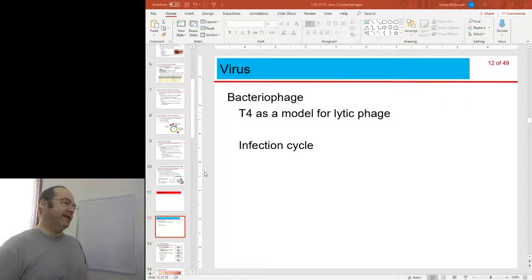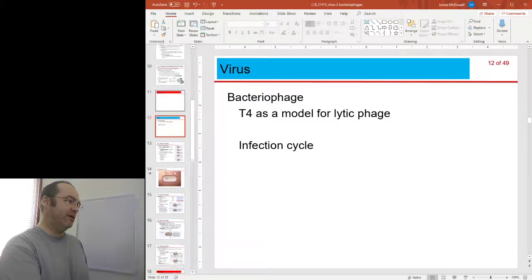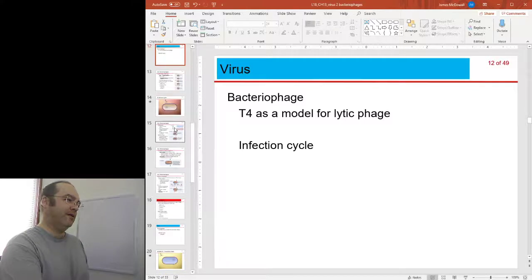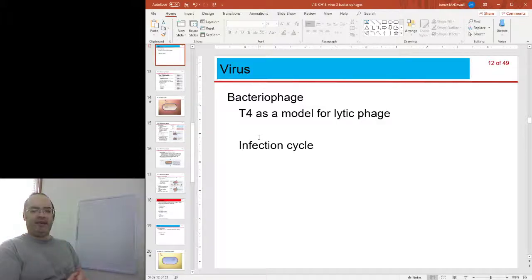So number 1 is the lytic phage. We'll use this phage called T4 as a model for this bacteriophage. So what is a bacteriophage? A bacteriophage is a bacteria virus.